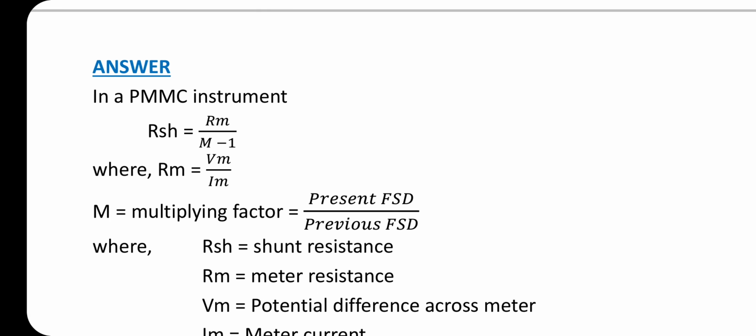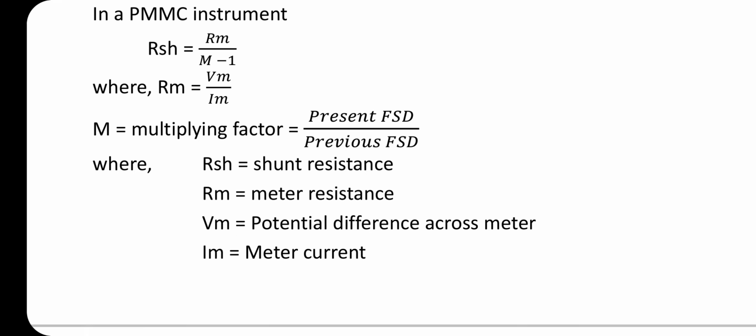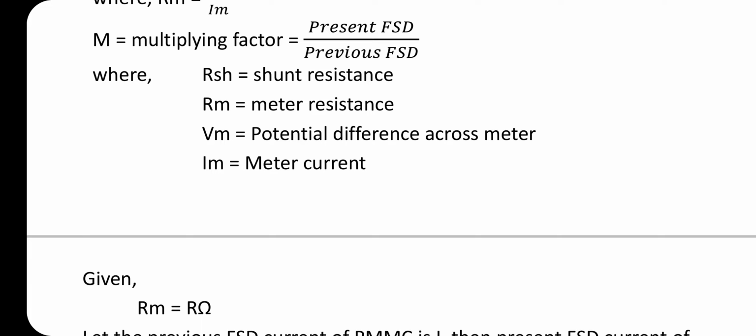In a PMMC instrument, R_SH equal to Rm by M minus 1, where Rm is Vm by Im and M is the multiplying factor, present full scale divided by previous full scale, where R_SH is the shunt resistance, Rm is the meter resistance, Vm is the potential difference across the meter, and Im is the meter current.